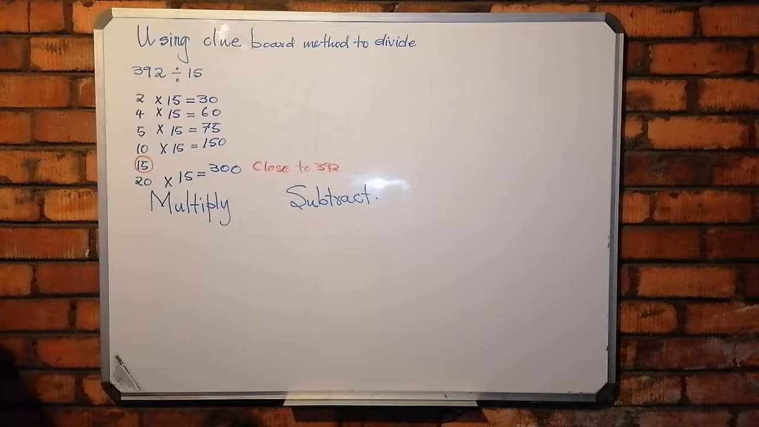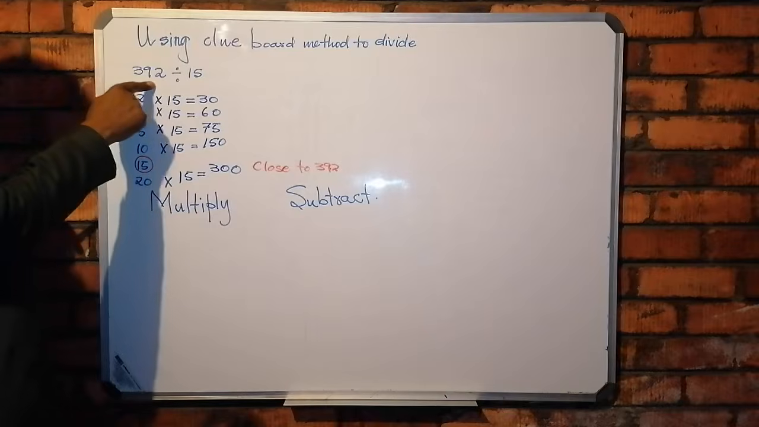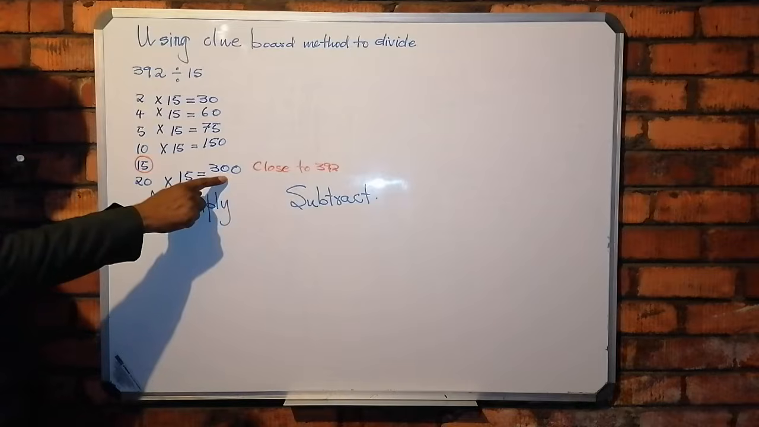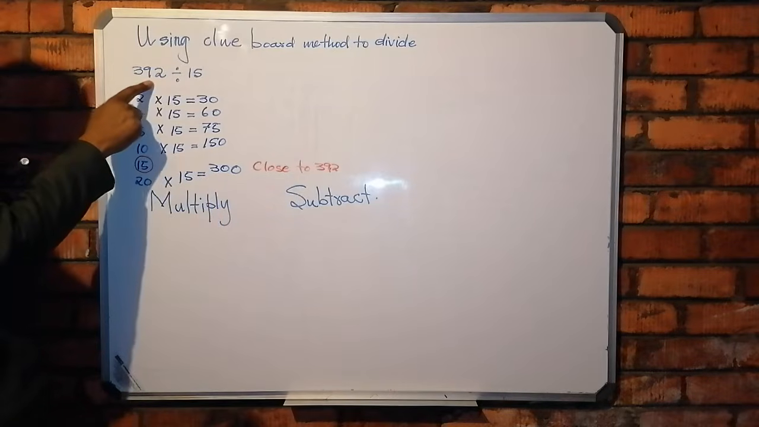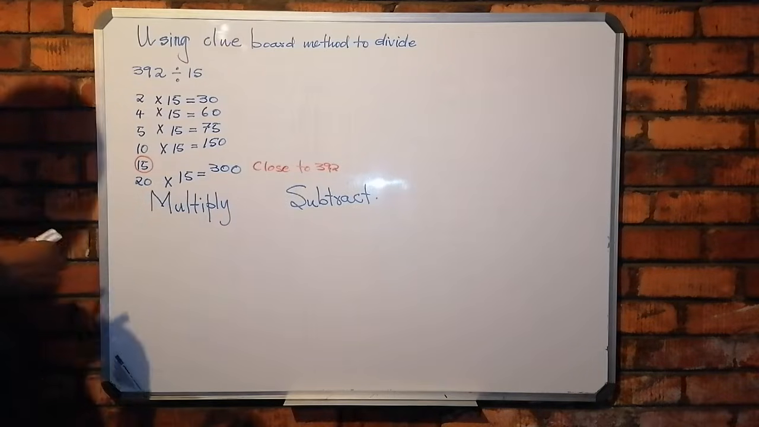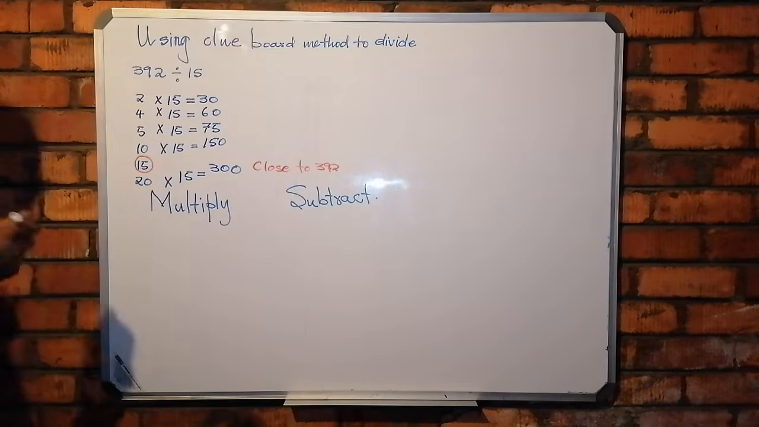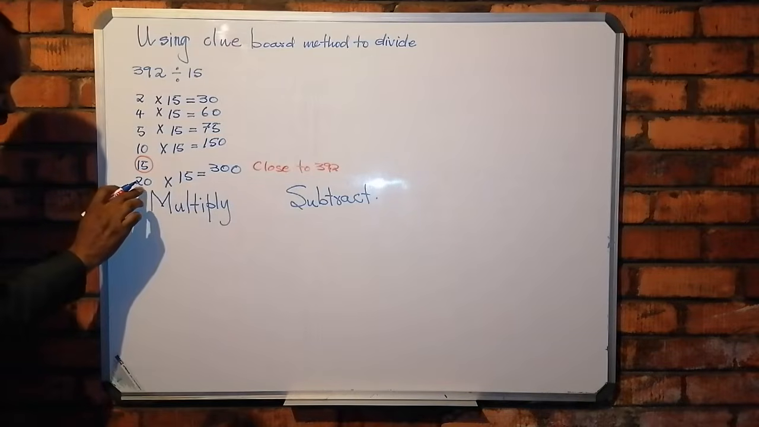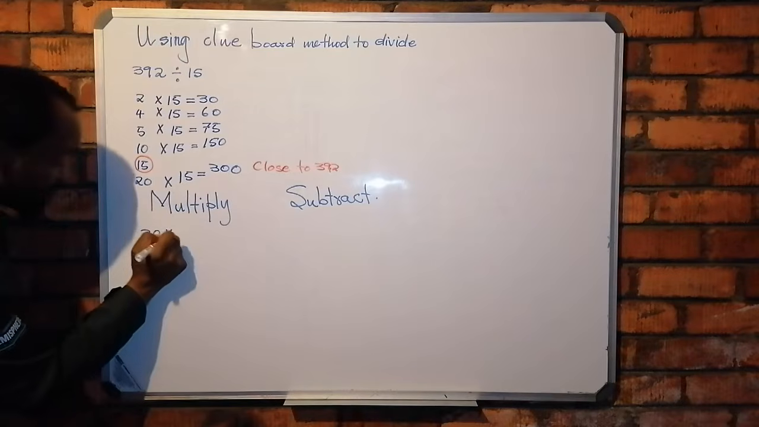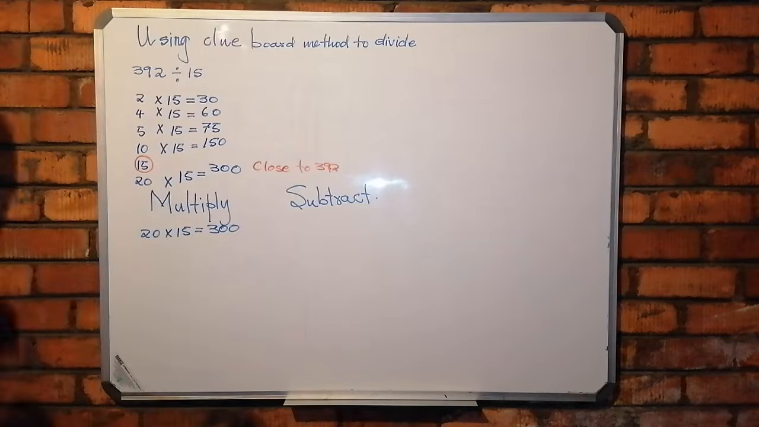Now, listen carefully, mommies. I want to get very close to 392 now. I'm no longer compromising. You see, here I compromised. Instead of getting very close to 392, I got to 300. Then I said, no, it's fine. But here, I'm no longer compromising. I want to get close to that. What am I going to do? I can see that 20 multiplied by 15 is giving 300. I take that first. 20 multiplied by 15, we are getting 300.